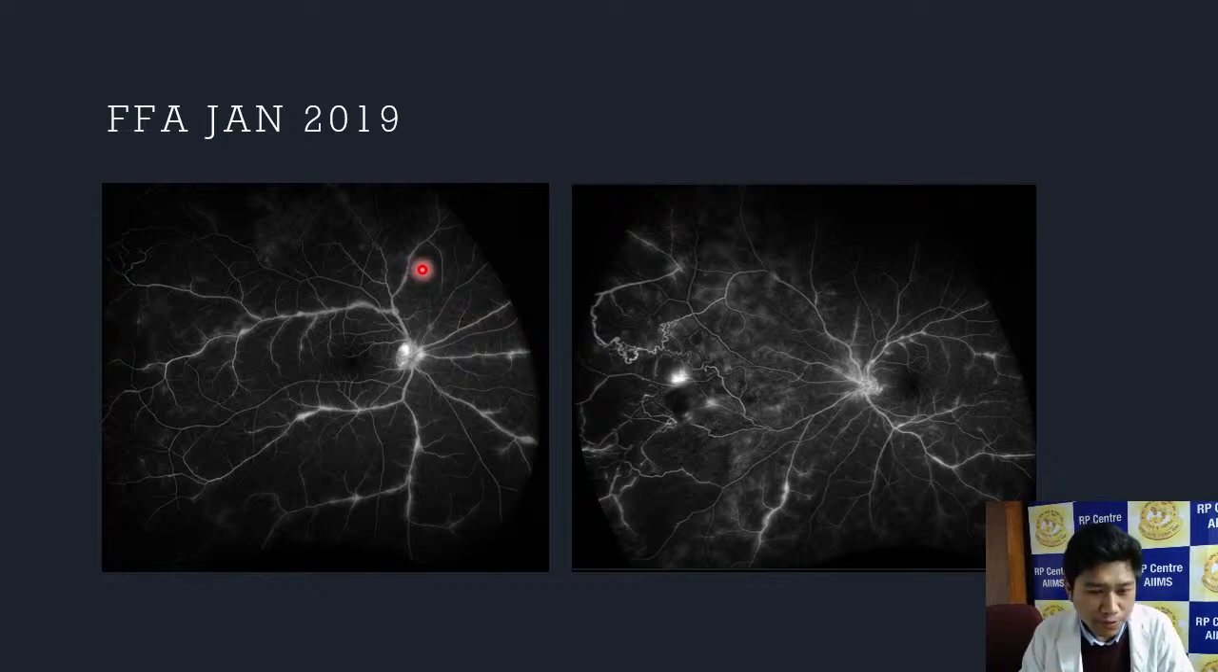Fundus fluorescein angiography was done. In the left eye, it shows perivascular leaking. We can see here, and in the right eye, we can also see diffuse perivascular leaking and focal leaking, as well as hyperfluorescence of the disc, which might be suggestive of hyperemia of the disc.